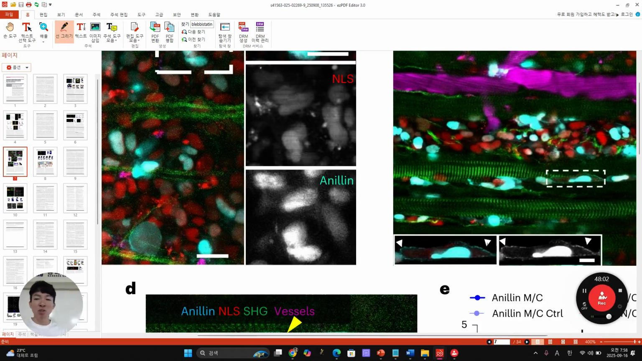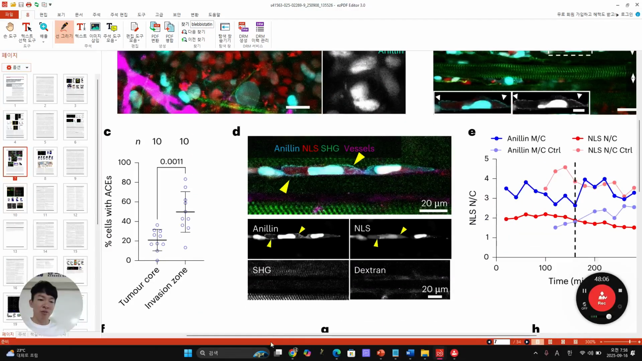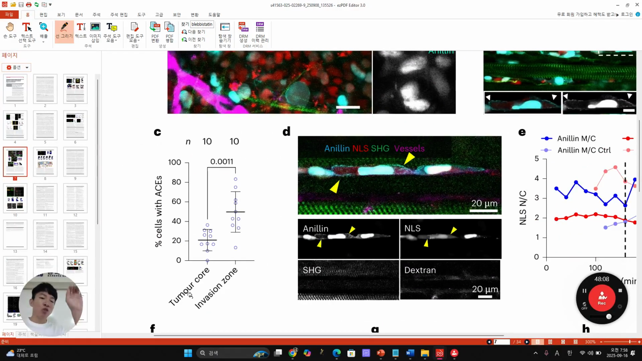So for in vivo tissue, you can also quantify like this. Now from this side, there is the tumor core and the invasion zone. When you inject the cancer cells in a certain area, definitely you can see this part is the core. Some cells are migrating to the other surrounding normal tissue. This is called the invasion zone. In the invasion zone, they get more stress. They're more squeezed. So the invasion zone percentage of ACEs is larger than the tumor core.